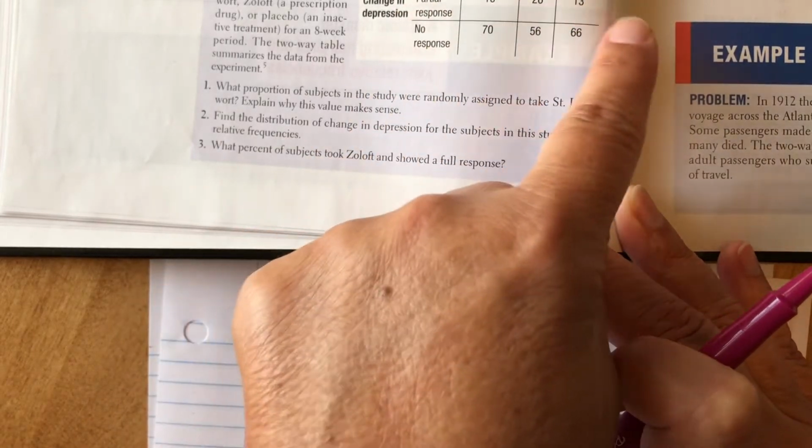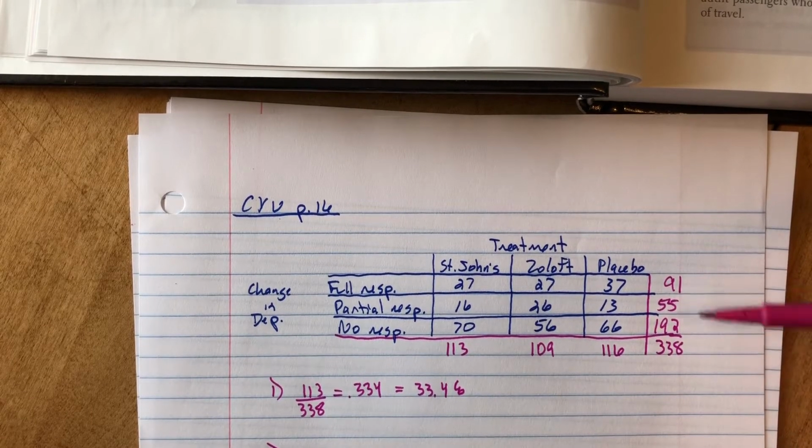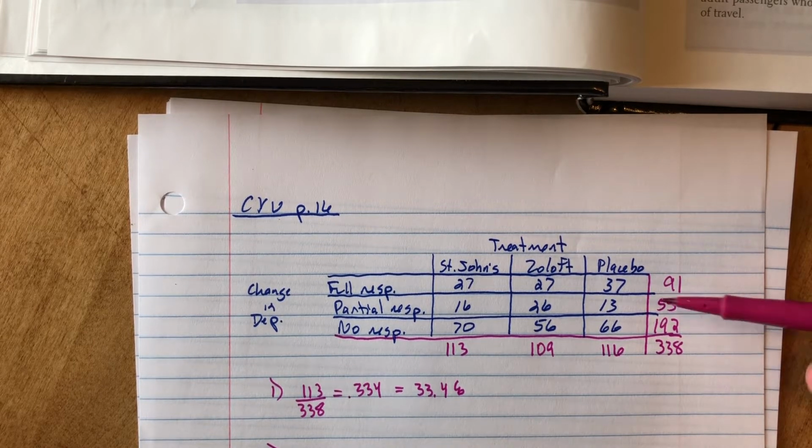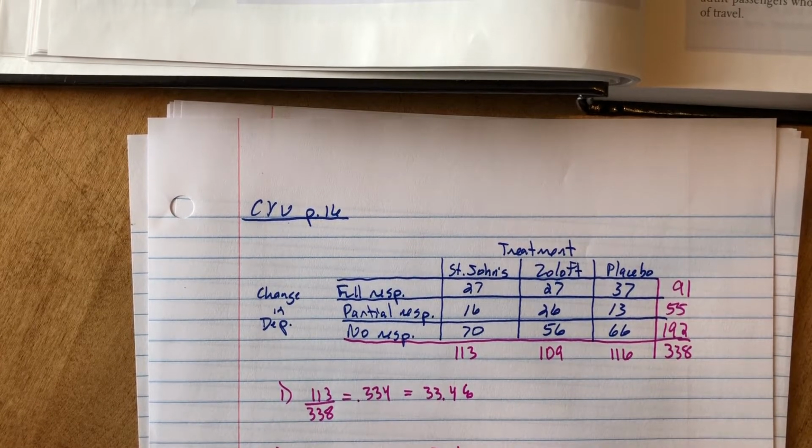So now I want all my row totals, okay? All I'm concerned about are these totals because this is how many people had a full response, this is how many people had a partial response, and this is how many people had no response. I don't care about what they took. All I want to know is the percentages of their change in depression, okay? So let's see, we'll do full, partial, and no response. So full is 91, partial is 55, and no response is 192.